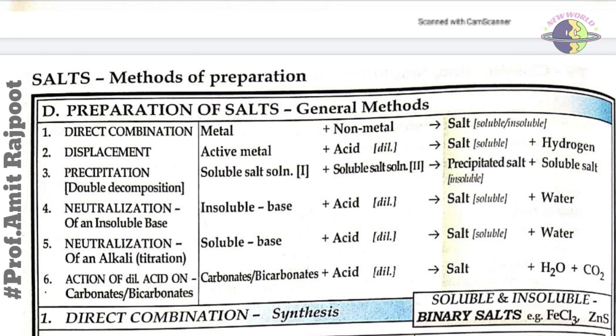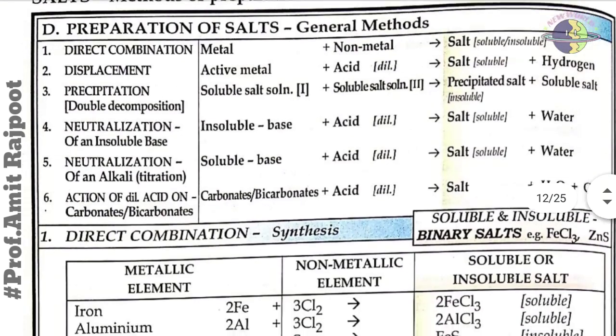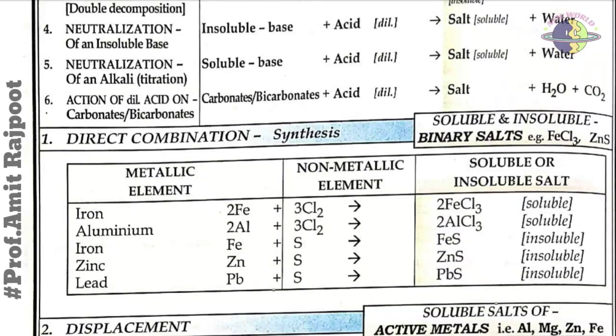In the precipitation method, a soluble salt solution combines with another soluble salt solution and forms a precipitated salt plus a soluble salt. In neutralization, an insoluble base reacts with acid to form salt and water. In neutralization, a soluble base reacts with acid and forms salt plus water. Action of dilute acid on carbonates and bicarbonates: the carbonate or bicarbonate reacts with acid and forms salt plus water plus carbon dioxide.